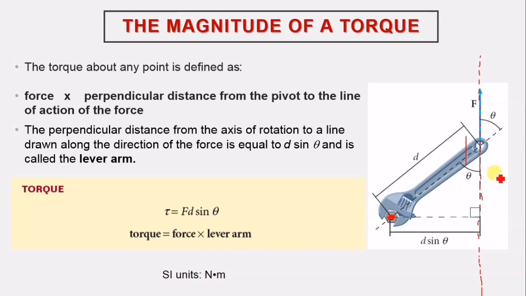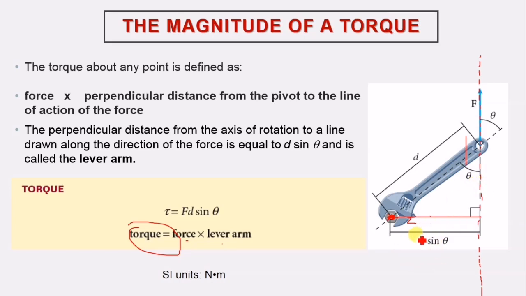Now the lever arm, we said, is the perpendicular distance, so you draw a perpendicular line from the pivot to the line of action of force. So this is my lever arm, the distance that I will use in my equation. So torque is force times lever arm. In case, girls, you have the length of the wrench, given as d, and you don't have the lever arm, and you have the angle between d and F.